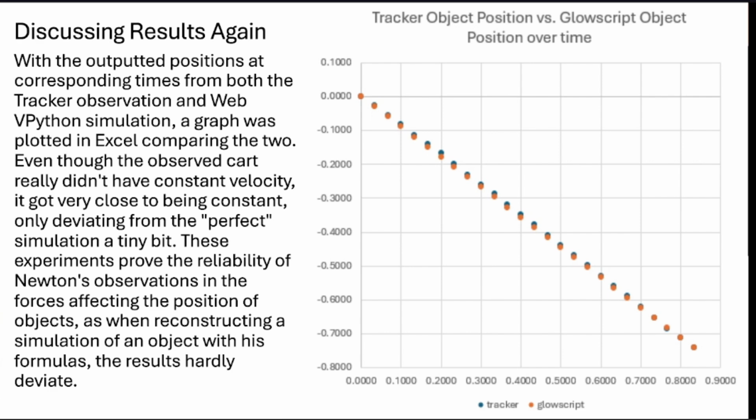Discussing results again. With the outputted positions at corresponding times from both the tracker observation and WebVPython simulation, a graph was plotted in Excel comparing the two. Even though the observed cart really didn't have constant velocity, it got very close to being constant, only deviating from the perfect solution a tiny bit. These experiments prove the reliability of Newton's observations in the forces affecting the position of objects, as when reconstructing a simulation of an object with his formulas, the results hardly deviate.